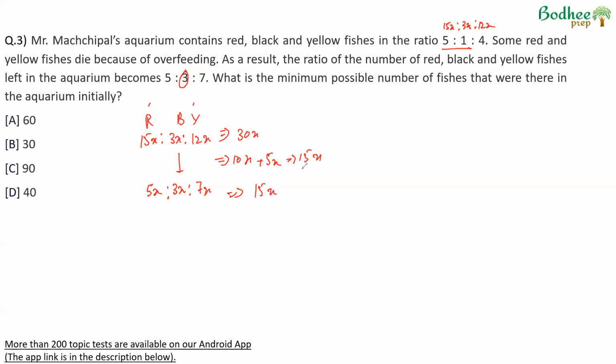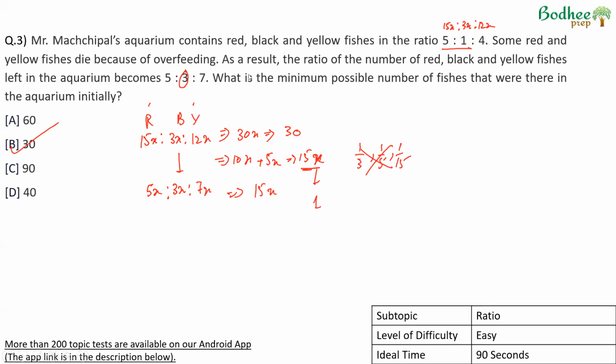Now, since the number of fish which died is 15x, x ideally cannot be fractional. If you look at fractional values, the values that x can take are 1/3, 1/5, 1/15. In that case, all of these will be integers, but 7 into 1/3, 7 into 1/5 will not be integers. So these values are not possible. So the minimum value that x can take is 1. In that case, all of these numbers individually will also be integers, and therefore the minimum number of fish that had to be there initially will be 30.